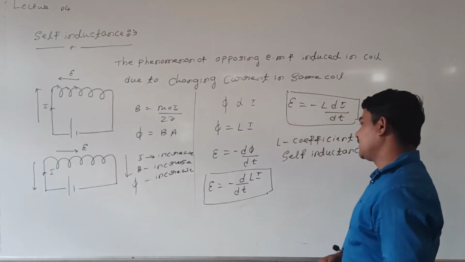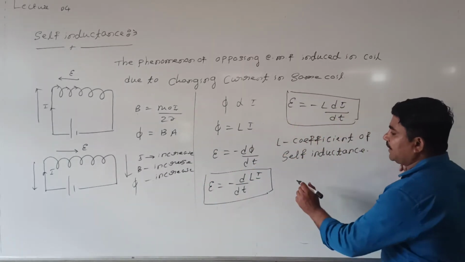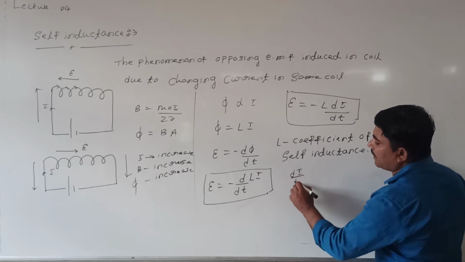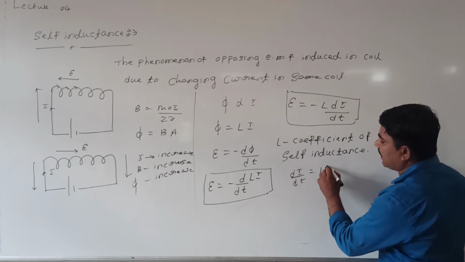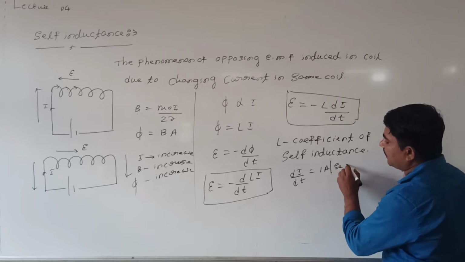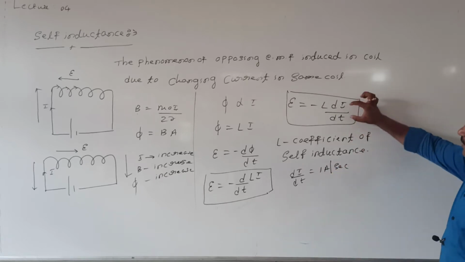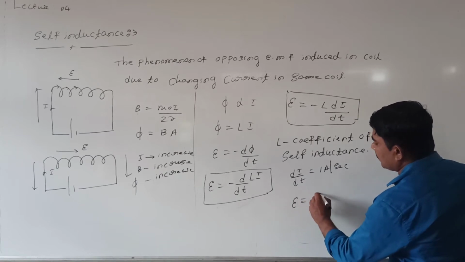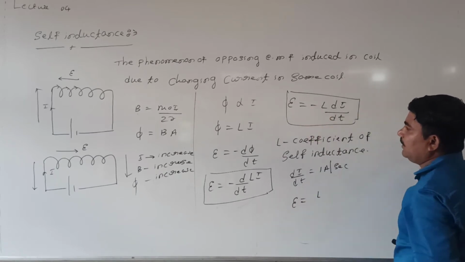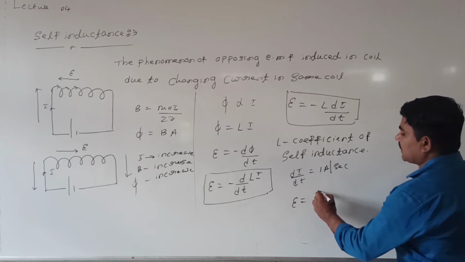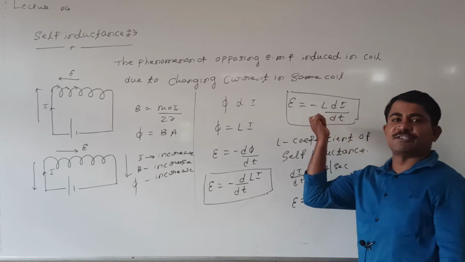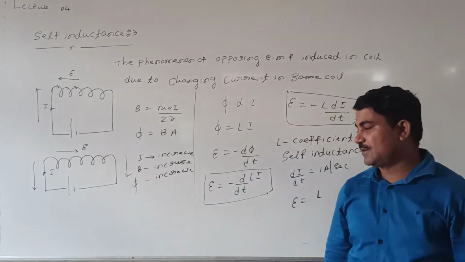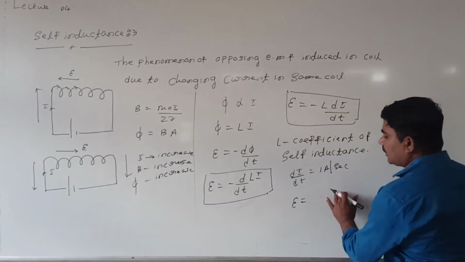Right? Consider in this coil the current changes at the rate of 1 ampere per second. Wherever current changes by 1 ampere per second, what is the induced EMF equal to? L. Just take the magnitude of L. See here, what does the negative sign indicate? The negative sign indicates that the direction of induced EMF opposes the change in current, either increase or decrease. Look here, then we got E is equal to L.